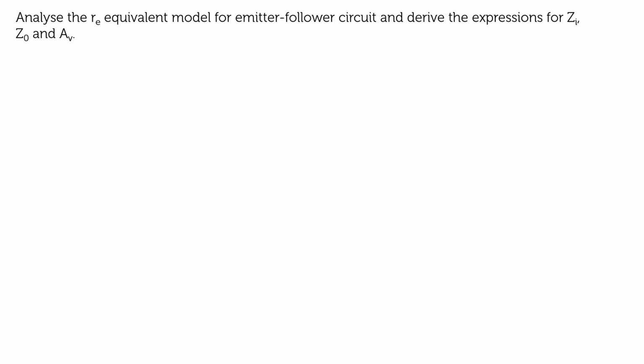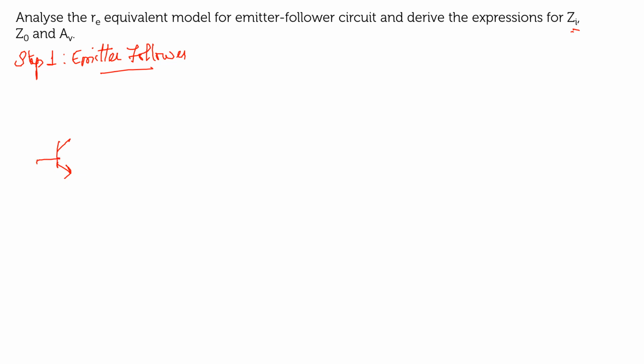To analyze the re equivalent model for the emitter follower circuit and derive the expressions for input impedance, output impedance and voltage gain. So step 1, let me draw the circuit diagram of the emitter follower. The name itself indicates that the output is taken across the emitter. So how will you draw the circuit diagram of the emitter follower?